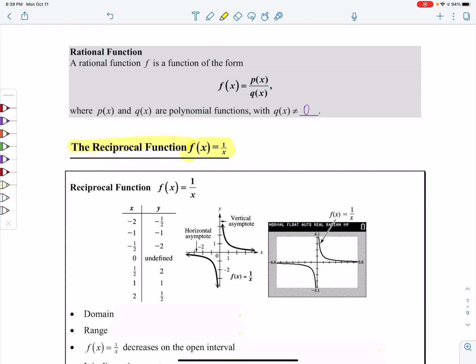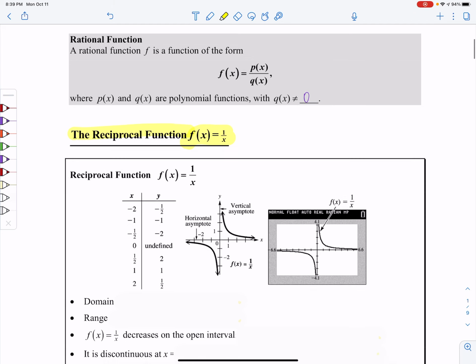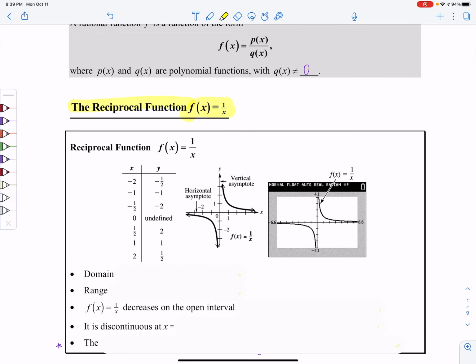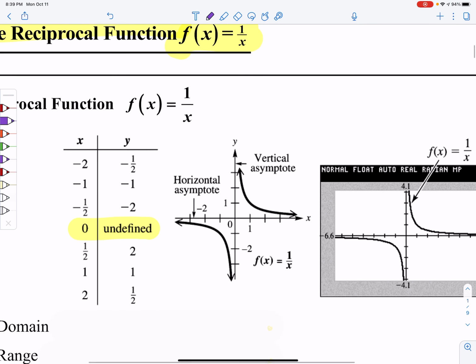So let's take a look at that graph here. And notice the first thing is that you cannot have 0 on bottom. So whenever my x value is 0, then my whole entire function is going to be undefined. And so what we're going to do is draw a vertical asymptote through the line x equals 0. This is kind of like a no man's land. Your graph is not allowed to touch this vertical asymptote, but it's always going to get closer and closer and closer to the vertical asymptote.